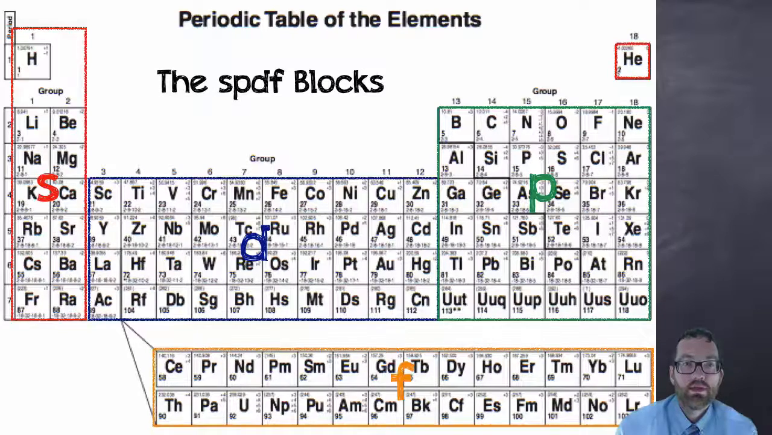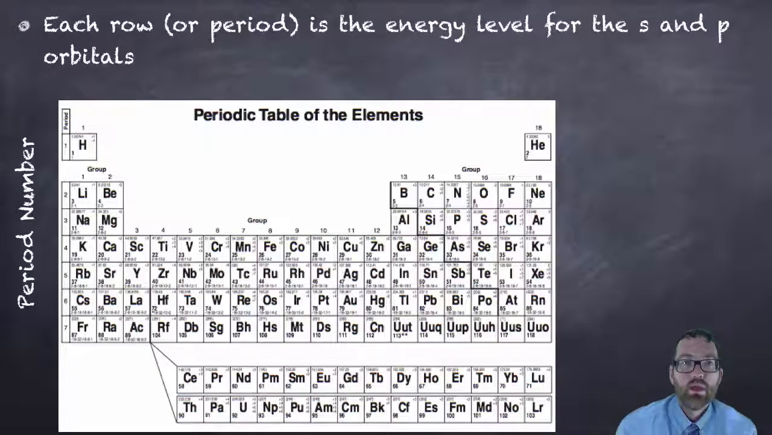So here we are again. Here's the whole thing. s is groups 1 and 2, and it technically includes helium. p is groups 13 through 18. The d block is groups 3 through 12, and the f block is the inner transition metals below the table. Each row or period on the table is actually the energy level for the s and p orbitals. So you can just go down the period, and this is the principal energy level, or you can think of it as the electron shell that the s and p electrons are in.